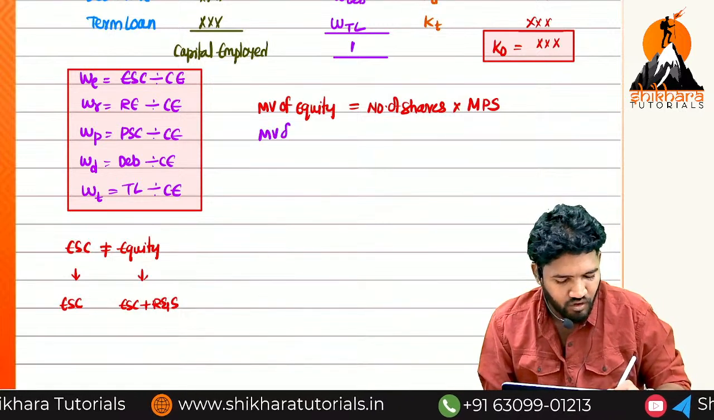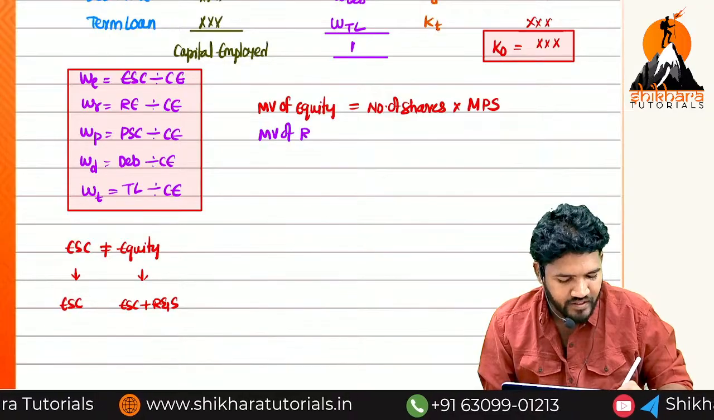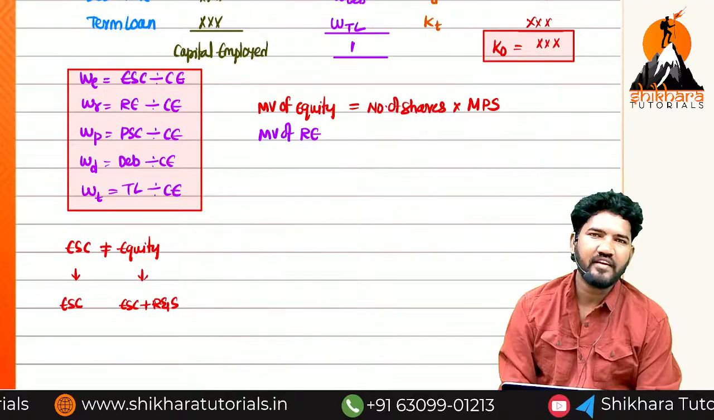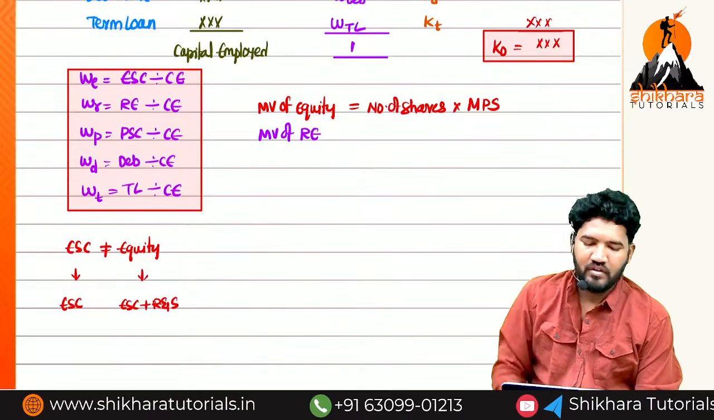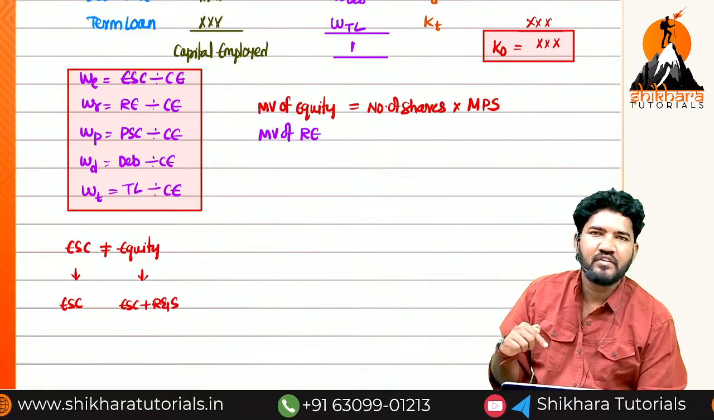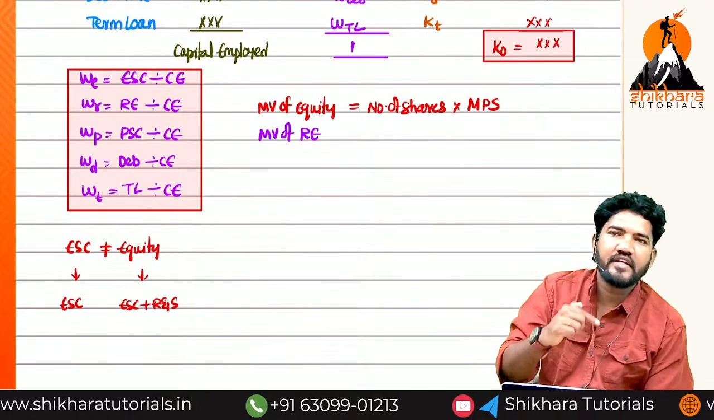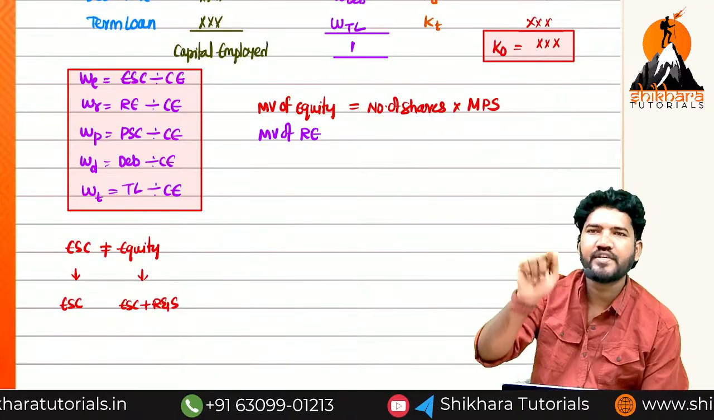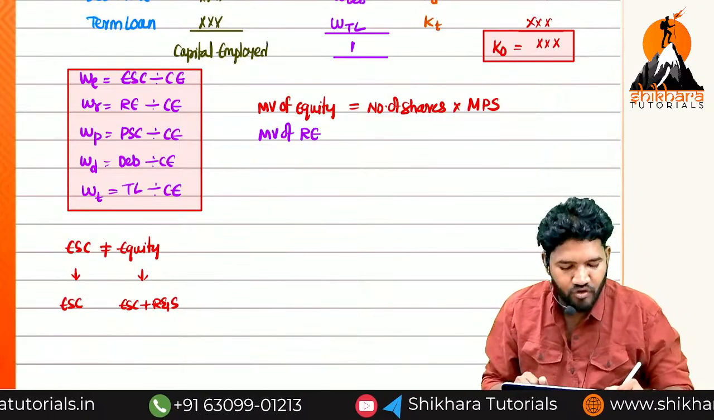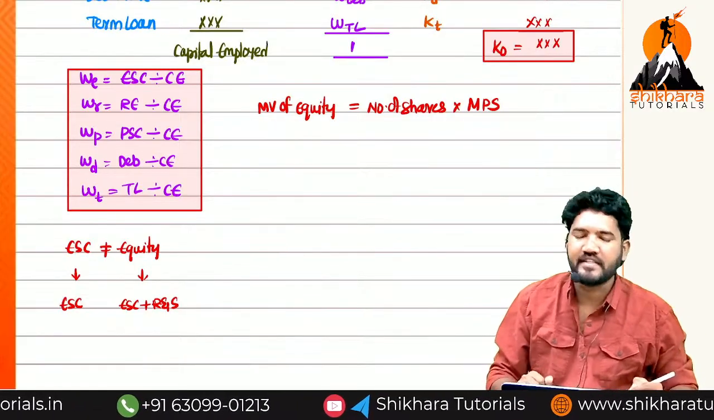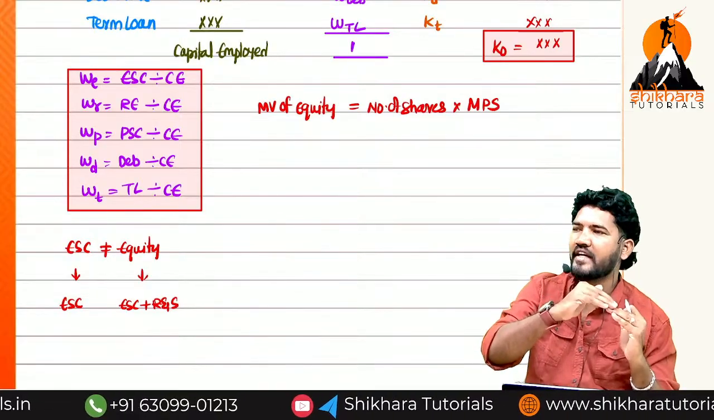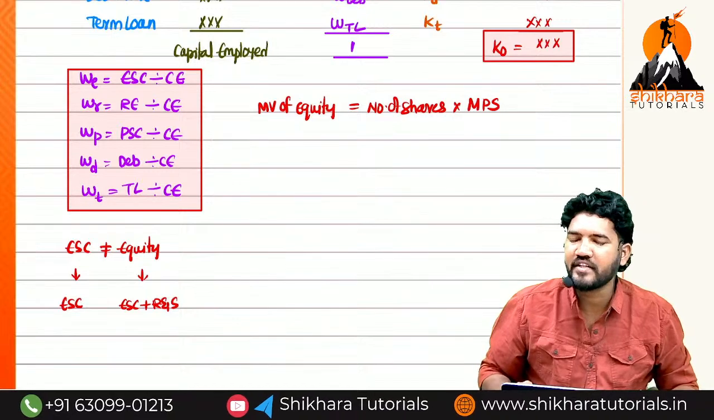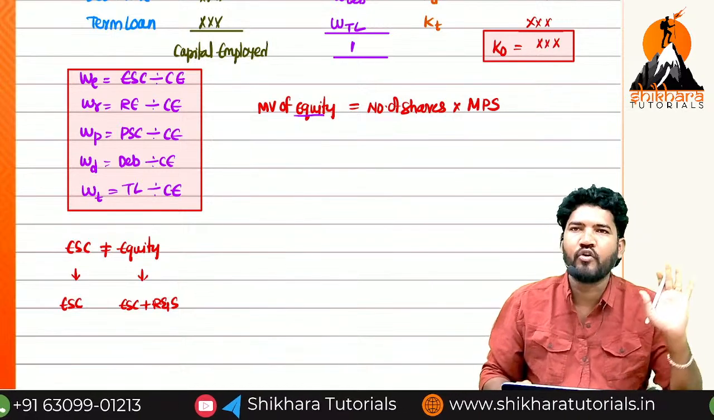Market value of retained earnings. Is there one? No. Day one I explained this. There is no number of securities, so there is no market value. When will market value come? Only if there is a number of securities. That's why there is no market value of retained earnings. That's why I included the retained earnings in equity value. Hope you guys are clear?